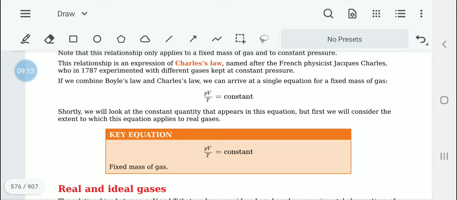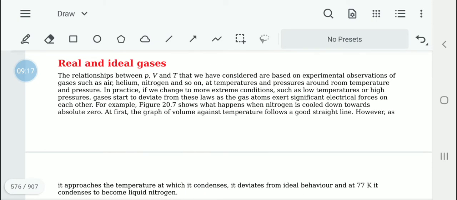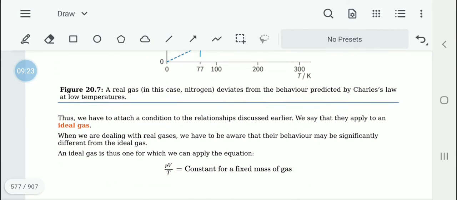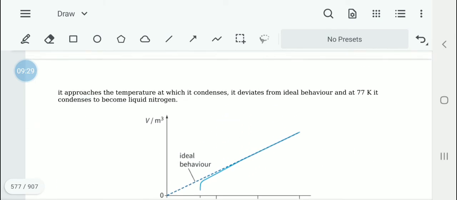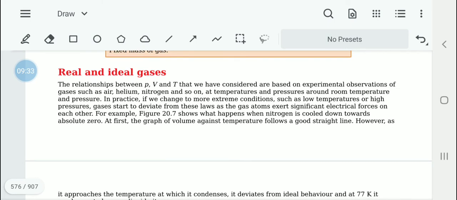Then we go to real and ideal gases. So we have touched on real and ideal gases in O-levels. So we are going into a little bit of detail here. That is also something that you need to try and understand. The relationship between PV and T that we have considered are based on experimental observations of gases such as air, helium, nitrogen, and so on.